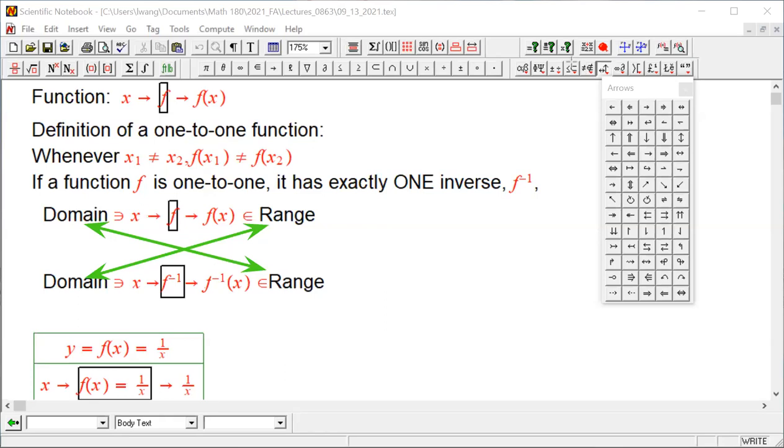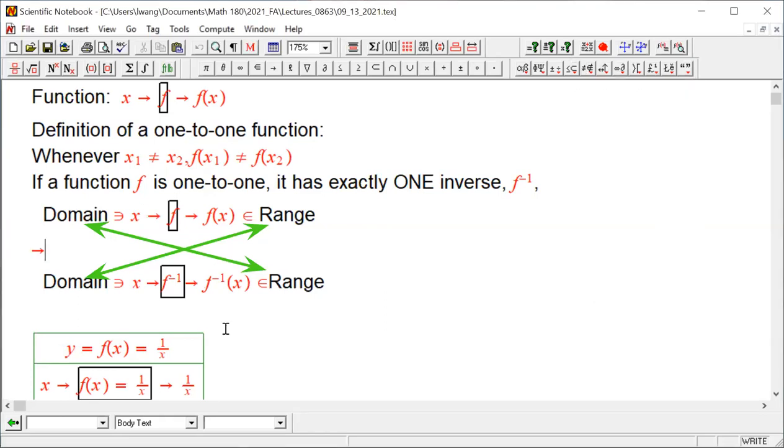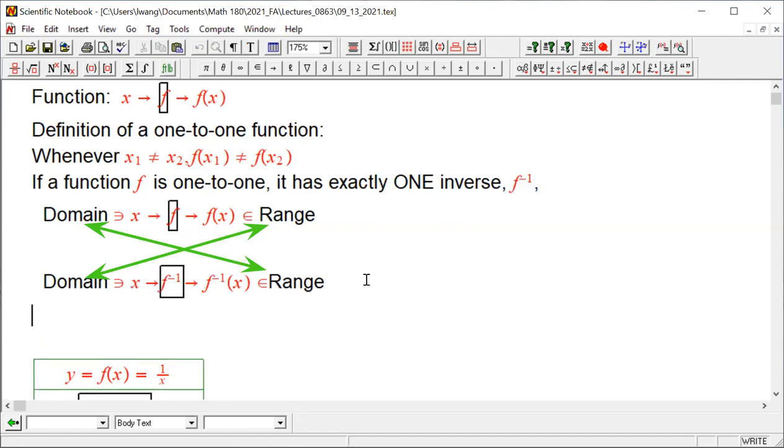Okay. Do you guys understand that relationship? The inverse relationship, I don't mean to have that arrow. If a function is one-to-one, it has exactly one inverse, and there's a domain and range. And the next question is, how do we find it? How do we find it? Let's find an inverse.